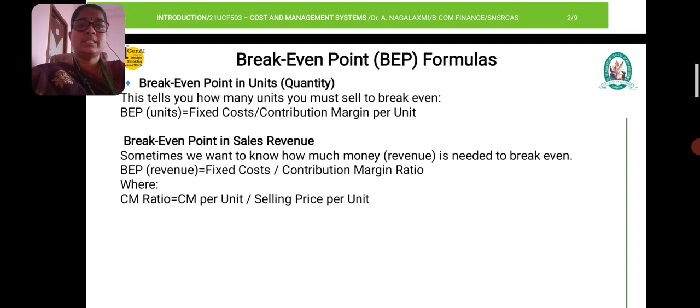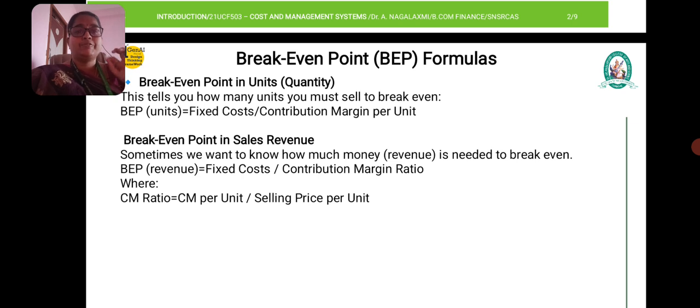Now we can see what is meant by break-even point and the formula for it. Break-even point in units, that is in quantity. This tells you how many units you must sell to break even. So, in order to equalize the revenue and the cost, this many units have to be sold so that the company will reach the break-even point. That quantity can be determined using this formula. Break-even point in units equals fixed cost divided by contribution margin per unit.